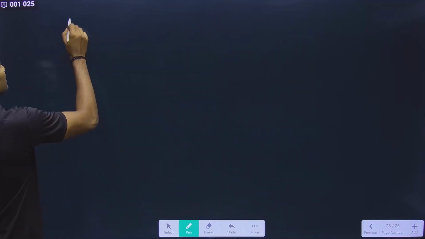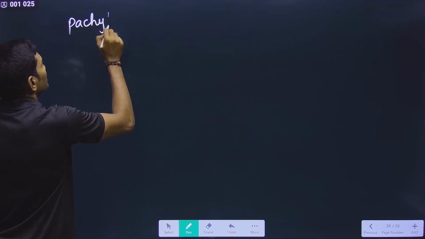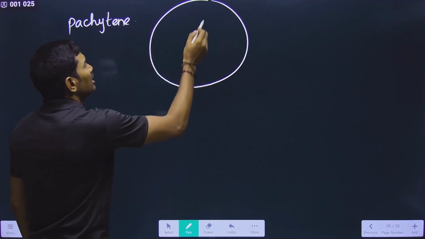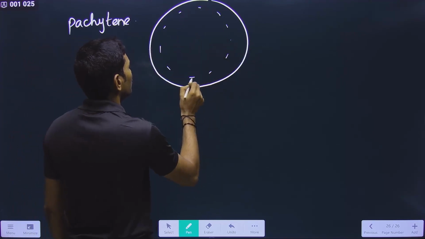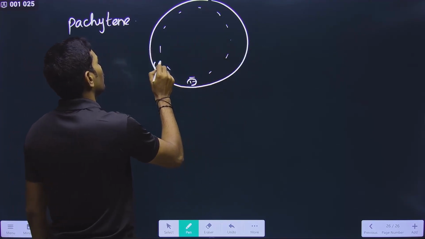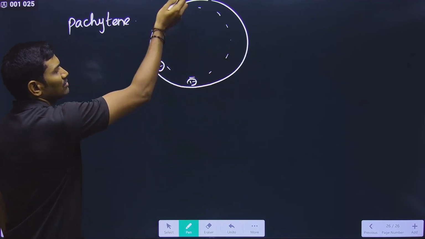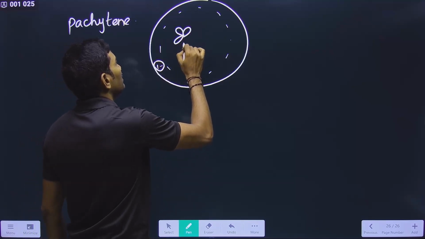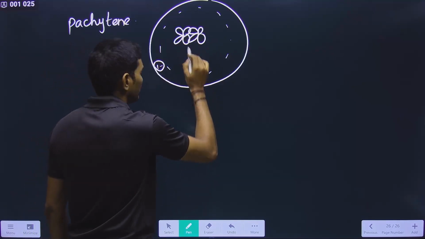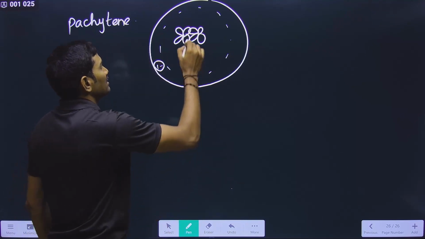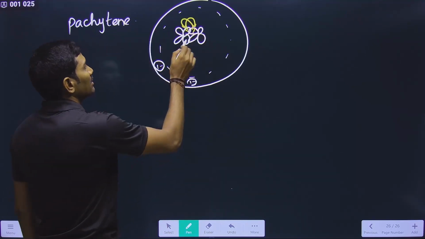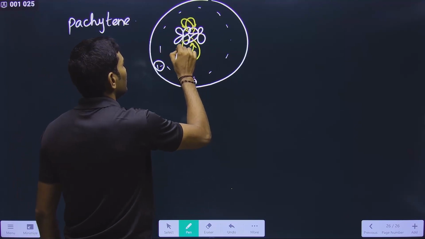Next one is pachytene. In pachytene, what exactly happens is, here also nuclear membrane breakdown. This is the centrosome moving to the opposite side, right? So in this way it is slowly moving. Let us see. And here exactly what happens? There is exchange of chromosomal segments. What is this exchange? Some portion of this is going here and this portion is coming here. And some portion of this is coming here, this is coming here.